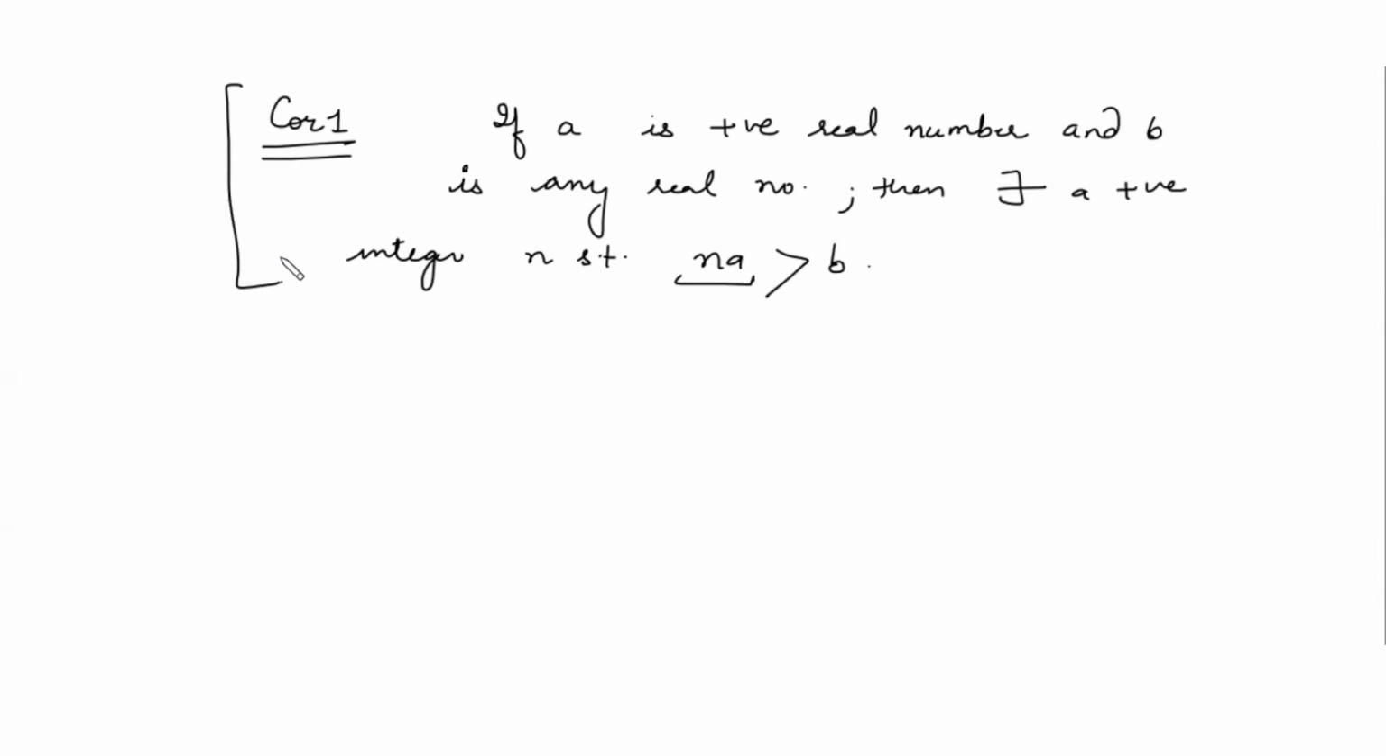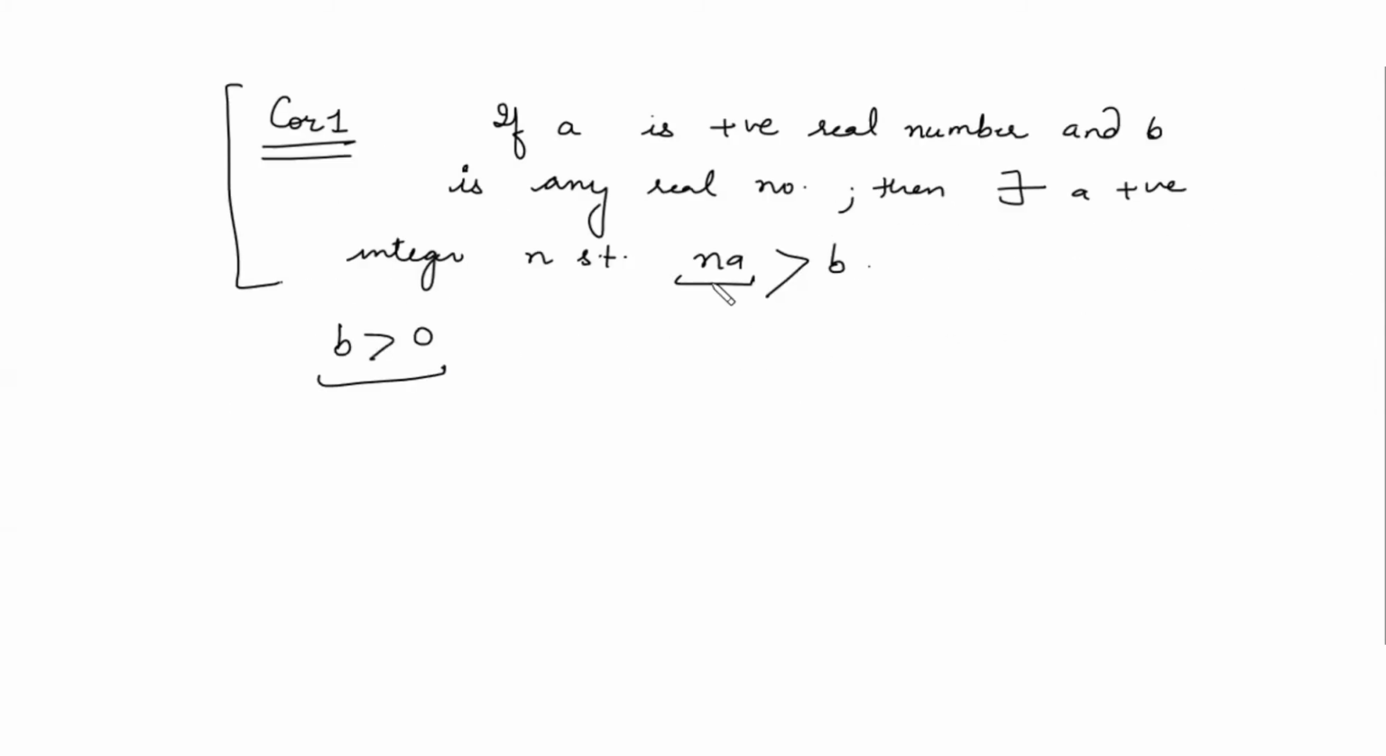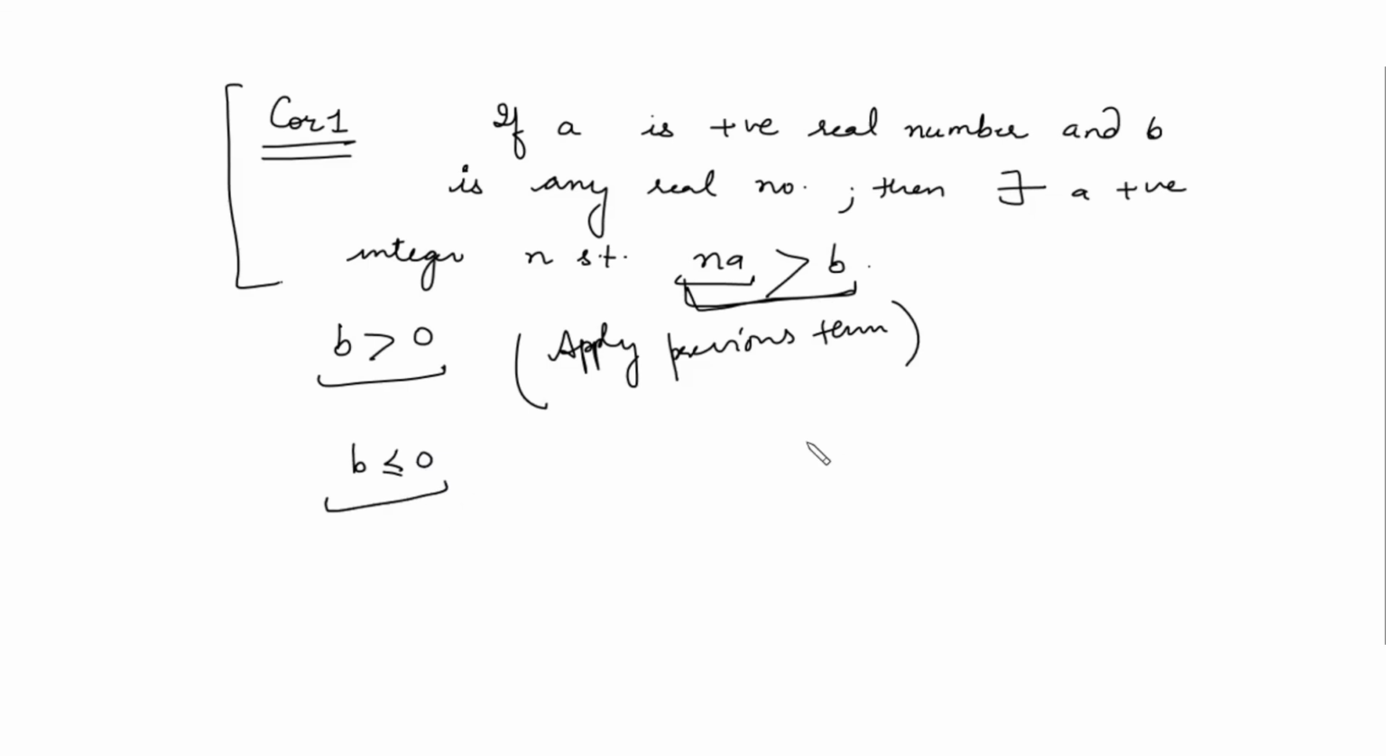So if B is strictly greater than 0, then by using the previous theorem, you get a positive integer n such that this holds. You can apply the previous theorem because in that case you will have two positive real numbers. So by using the Archimedean property, there always exists a positive integer n such that this holds. Is it clear? Yes, ma'am. So the case left is when B is negative, when B is less than or equal to 0.